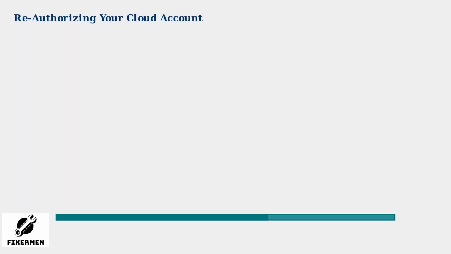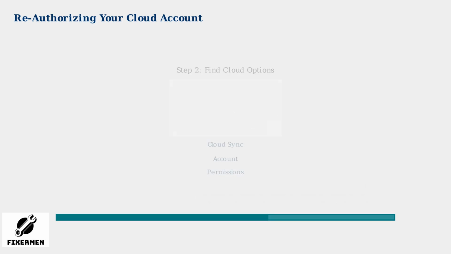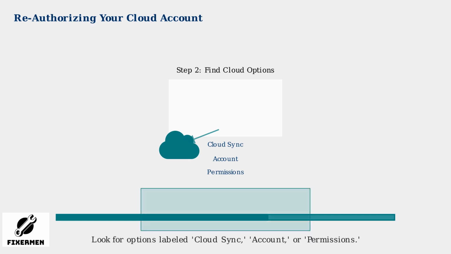A common solution for fixing the Bongo Cat Cloud Sync error is to reauthorize the app's access to your cloud storage. This refreshes the connection and ensures proper permissions are in place. First, open the Bongo Cat app on your device. Then, locate and open the Settings menu, usually accessible from the main screen or menu bar. Within the Settings menu, search for sections related to cloud functionality. Common labels include Cloud Sync, Account, or Permissions. These are where you'll manage your cloud storage connections.